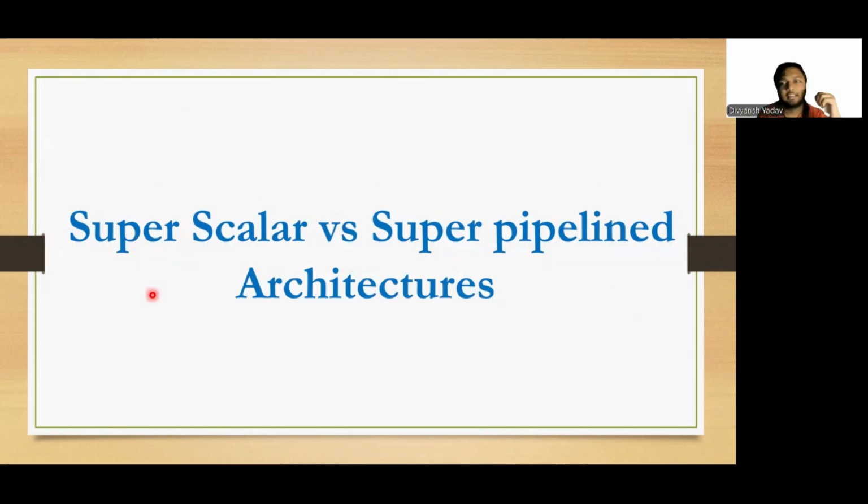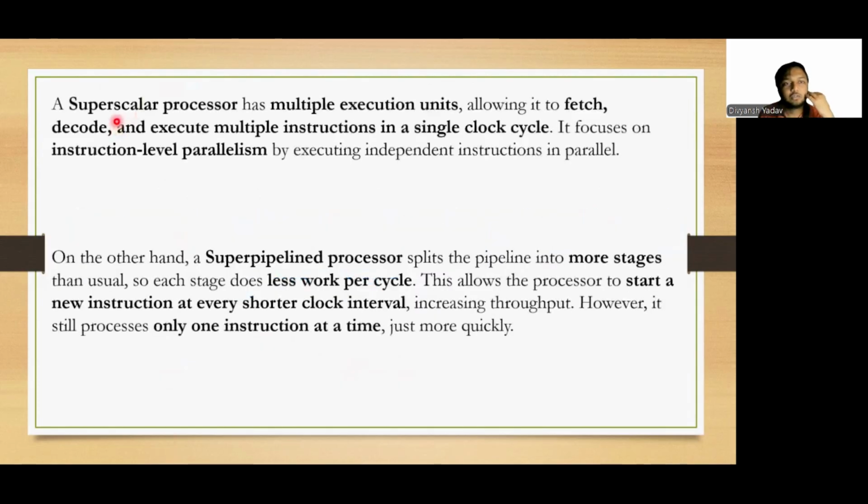Now, thank you, Naveen. Let's discuss the differences between superscalar and superpipeline architecture. A superscalar processor has multiple execution units, allowing it to fetch, decode, and execute multiple instructions in a single clock cycle. It focuses on instruction level parallelism by executing independent instructions in parallel. On the other hand, a superpipeline processor splits the pipeline into more stages so that each stage does less work per cycle. This allows the processor to start a new instruction every shorter clock interval.